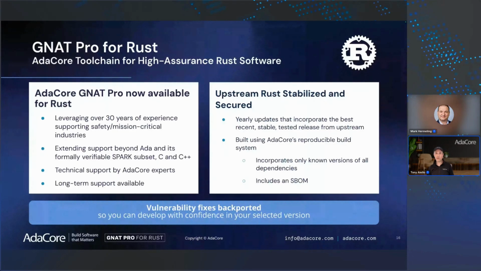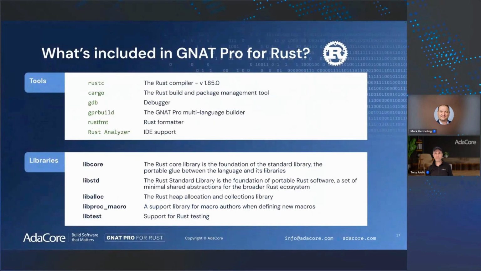Let's look at what's in the box. With GNAT Pro for Rust, you get rustc, Cargo, GDB, rustfmt, and Rust Analyzer, all on the same version of Rust. So for GNAT Pro for Rust 26, this is Rust version 1.85.0. We also give you libraries: libcore, libstd, liballoc, libproc_macro, and libtest. Again, these libraries are all on version 1.85.0.